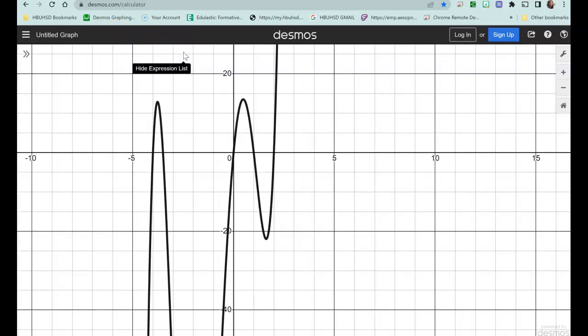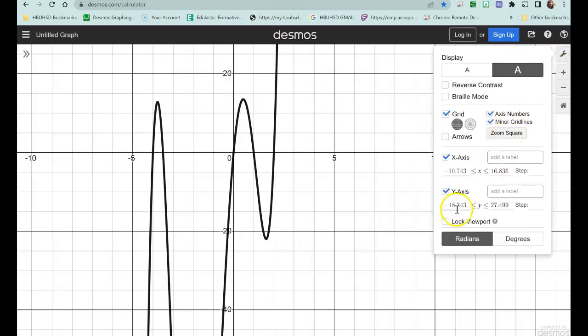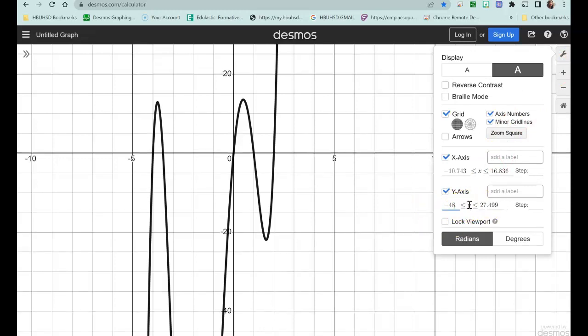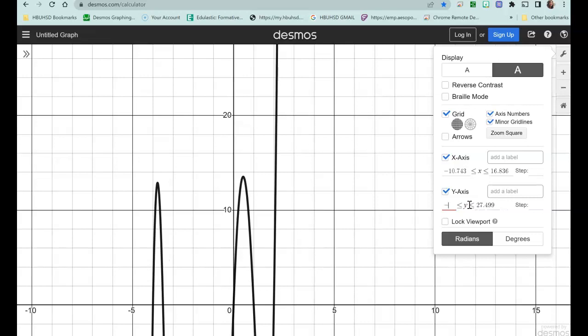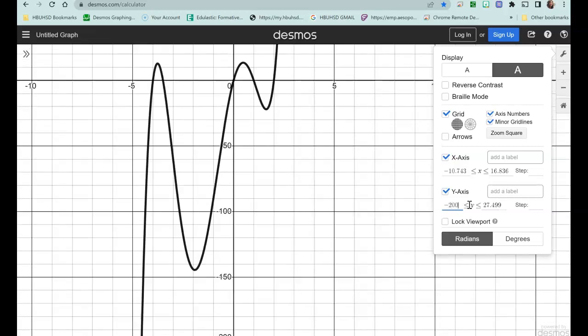Okay. I need more of the y values. So I'm going to go in and click the wrench. Currently, my y value says negative 48. Someone give me a nice negative value on the y so I can punch it in to see the whole thing. What did you guys use? What y value should we put in the bottom to get a whole nice graph? There's no wrong answer, guys. Just testing it out. Negative 200? Okay, yes, that works. Thank you so much.